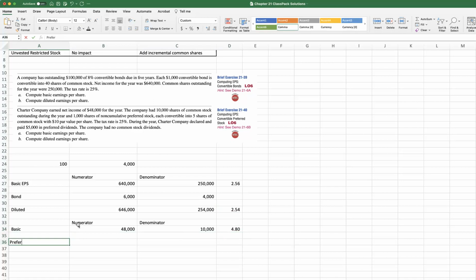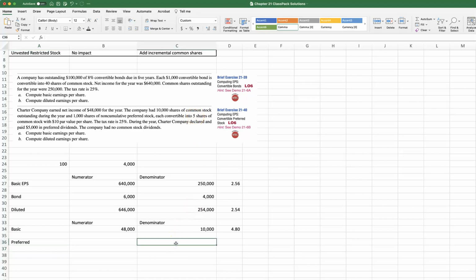But I've got this preferred stock, and it's convertible. So we have 10,000 shares of common and 1,000 shares of non-cumulative preferred stock. Don't forget, if it's non-cumulative, we have to declare the dividend to deal with it in this diluted calculation. If it's cumulative, I will always put 1 year's worth in my calculation. I will ignore anything in arrears. Doesn't matter whether it's been declared or not.